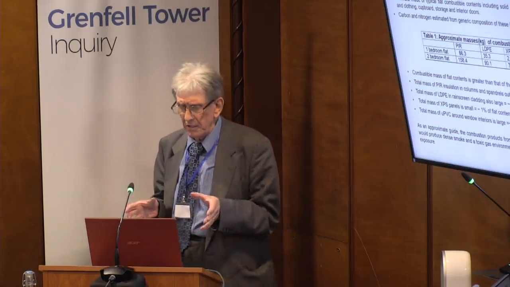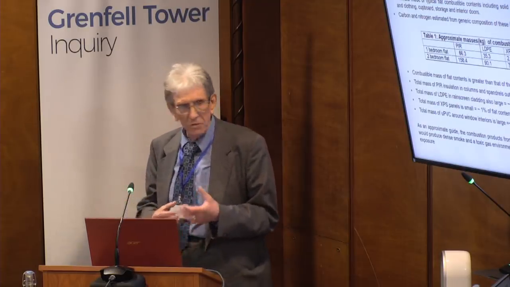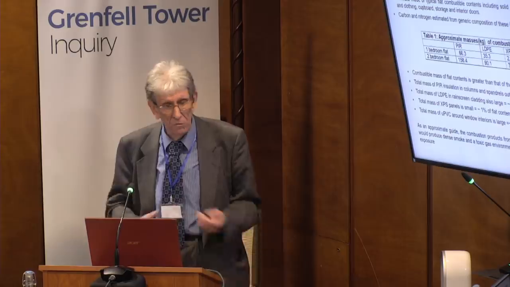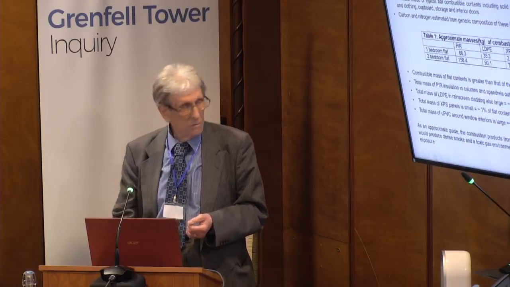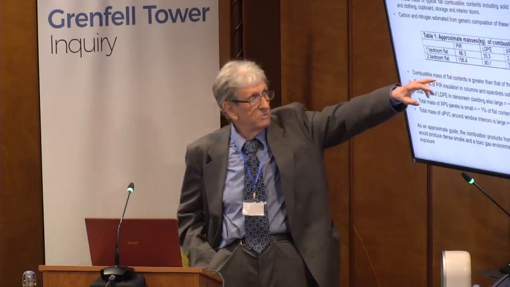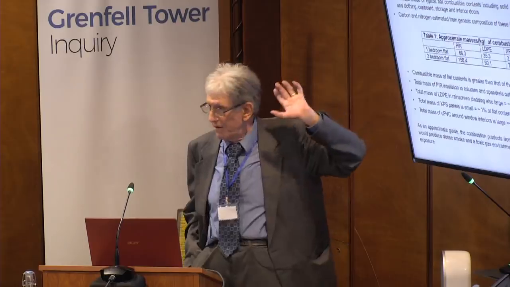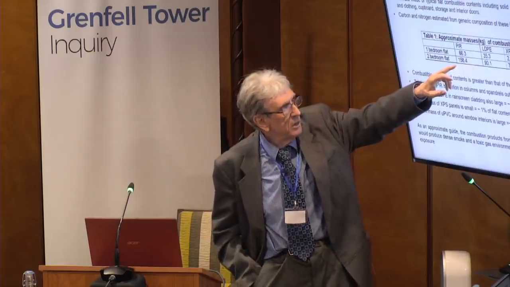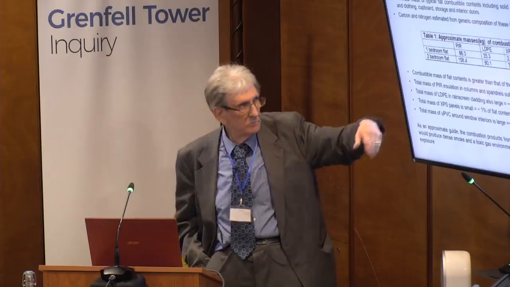And I'll say what I'm looking for here is not the exact figures, it's the relative amounts. Have we got a large amount of something or a small amount that might be trivial in comparison, for example, with the combustible fuel load in the flat? I'm going to focus here on two-bedroom flats because most people who took refuge were in two-bedroom flats. So for a two-bedroom flat, according to my calculations, which are very preliminary and subject to me checking them and looking for more information, I'm estimating that there's about 158 kilograms of PIR in the insulation outside each two-bedroom flat. Quite a large amount.